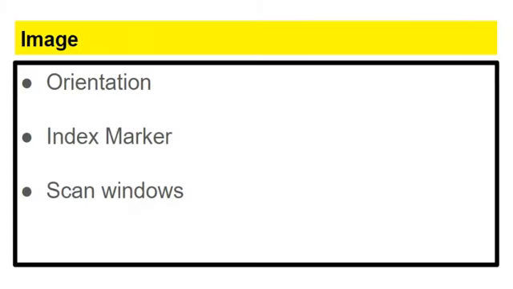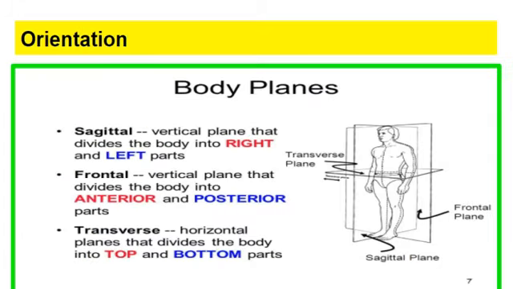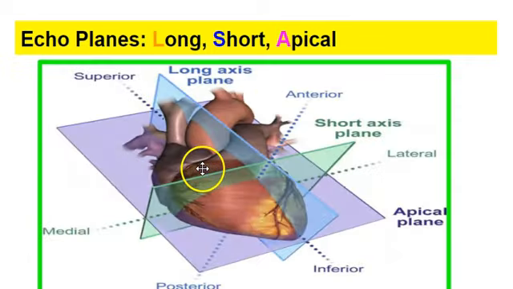So we discussed the image orientation, what the index marker is for, and how to orient the marker to the proper position so we get our image on the screen where it should be. In our scan windows, we talked a little about the scan windows. We talked about the body plane orientation: sagittal, frontal, transverse, anterior, posterior, top, bottom, left, right, and so forth. And we discussed basically how the heart differs a little bit between other ultrasound modalities.